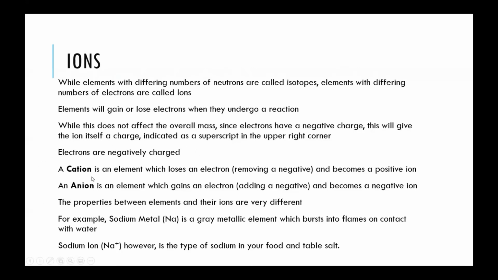A cation is an element that loses an electron, so it lost a negative charge. Therefore, that element now overall has a positive charge. An anion is the exact opposite. It's an element that gains an extra electron, so you're adding a negative charge, and therefore the entire element becomes negative.